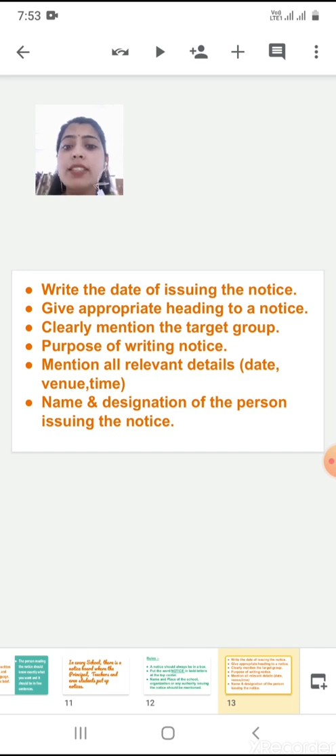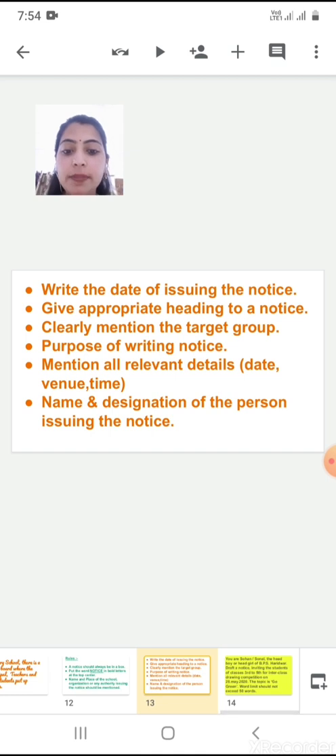Mention all relevant details, like if that is a competition, then on which date, what is the venue, what time. All these important details should be mentioned in the notice. Name and designation of a person issuing the notice means you have to write down the name and designation of who is writing the notice, or on behalf of whom the notice is. Okay, children, you all have recalled.